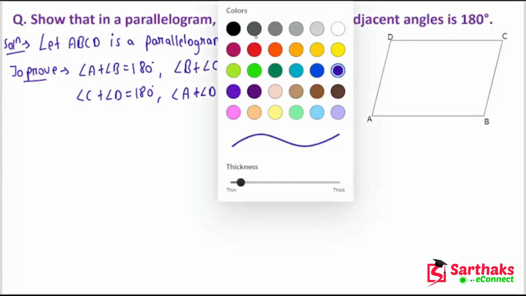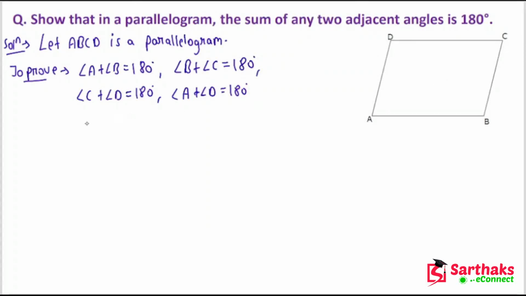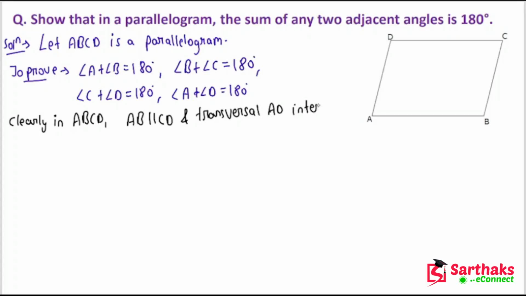Now it is very easy. We can proceed as ABCD is a parallelogram. So clearly, in ABCD, AB is parallel to CD and AD is parallel to BC. Since AB is parallel to CD and transversal AD intersects them at A and D respectively, we can clearly see AB is parallel to CD and this transversal AD is intersecting AB at A and CD at D.